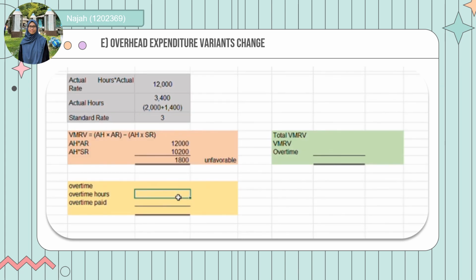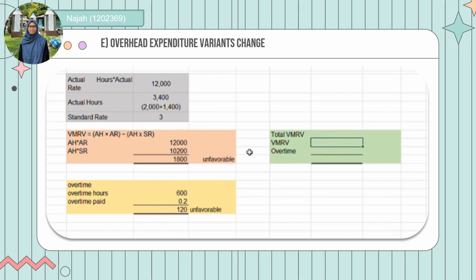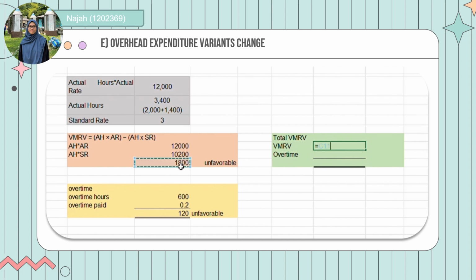Okay, so next we need to calculate the overtime. The overtime hours is 600, multiplied by 20 cents. So we get 120 unfavorable. For the total, we need to sum up both the variable manufacturing overhead rate variance and overtime. So the variable manufacturing overhead rate variance is 1,800 plus 120. So we get 1,920 unfavorable.